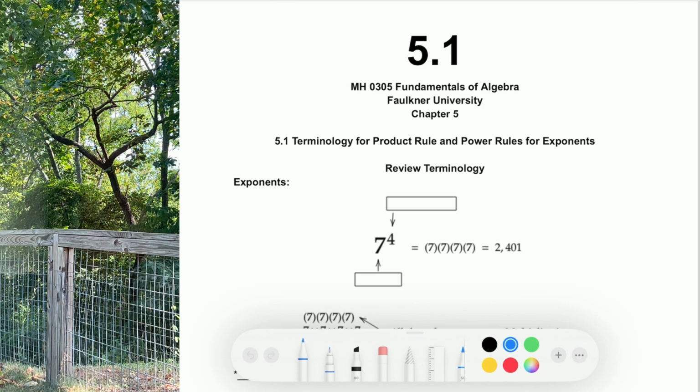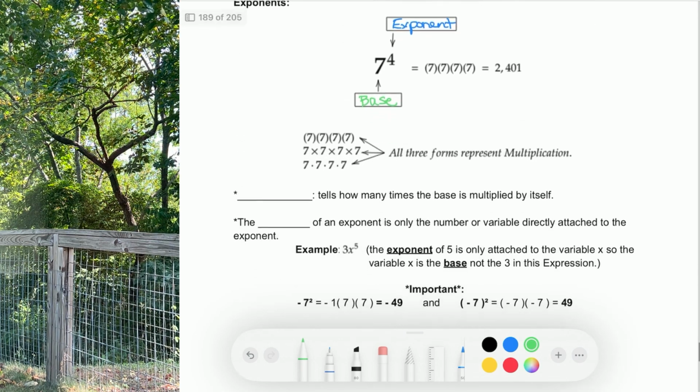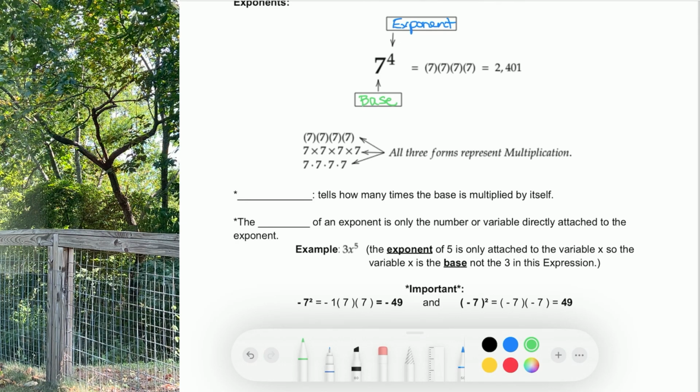So remember, our little number at the top that's attached to a normal number is our exponent. And the normal number, this 7 here, is what we call our base. Also remember that the base number is what we would multiply by itself however many times they tell us with the exponent. So like this one is to the 4th power, so we would multiply 7 times itself 4 times, and that would give us the 2,401.